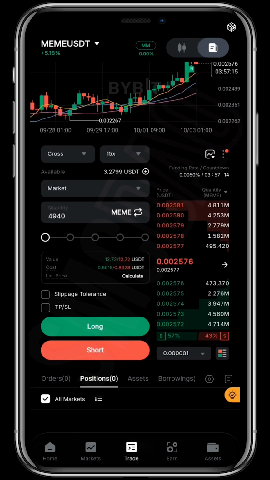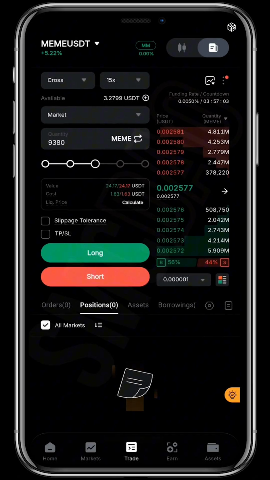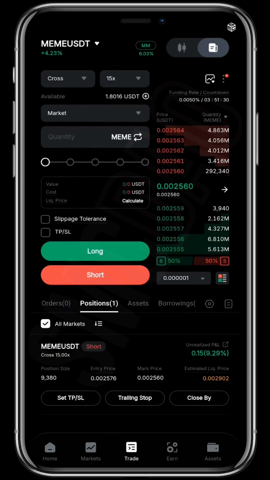Right, before we calculate our funding fee, we'll have to enter into a long or a short position. So we're going to enter into a short position. We'll just set our quantity and then we short. Right, so we are in a short position.